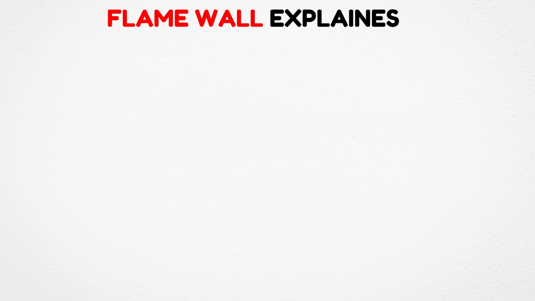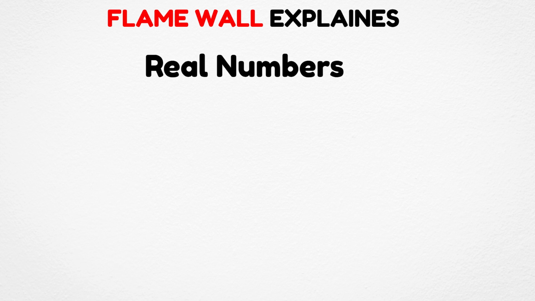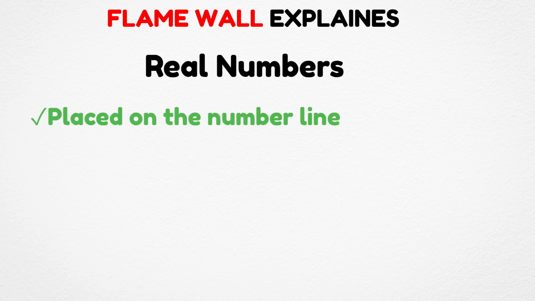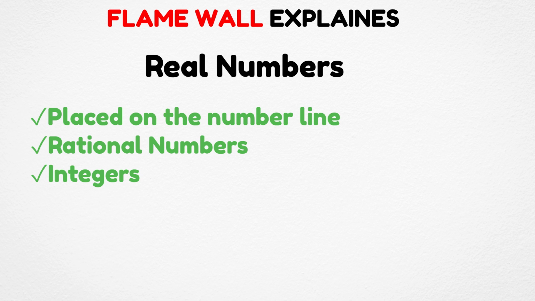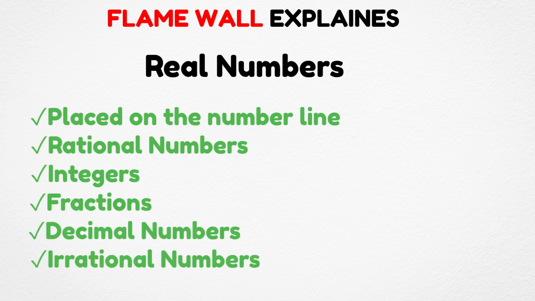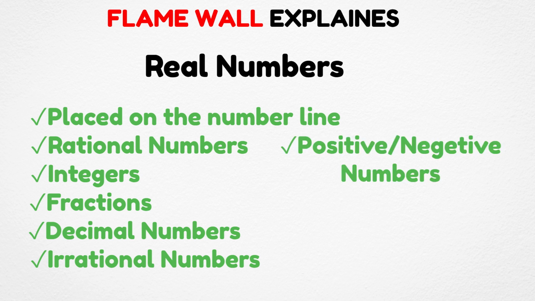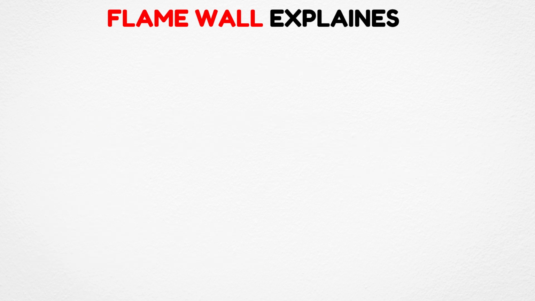Next we are going to see about real numbers. Real numbers are any numbers that can be placed on the number line, encompassing both rational numbers, including integers, fractions and decimals, and irrational numbers like pi and square root of 2. They include positive and negative values and are used to measure continuous quantities like length and temperature.